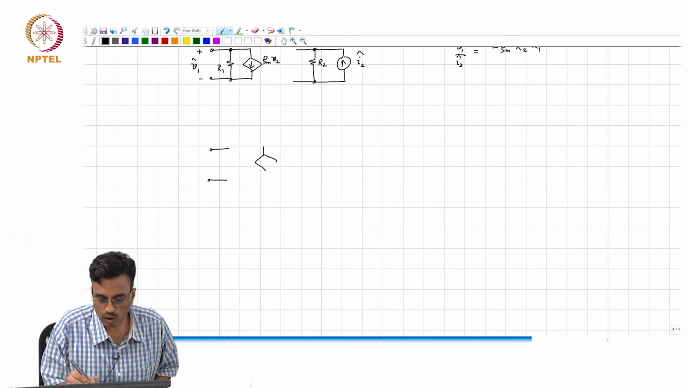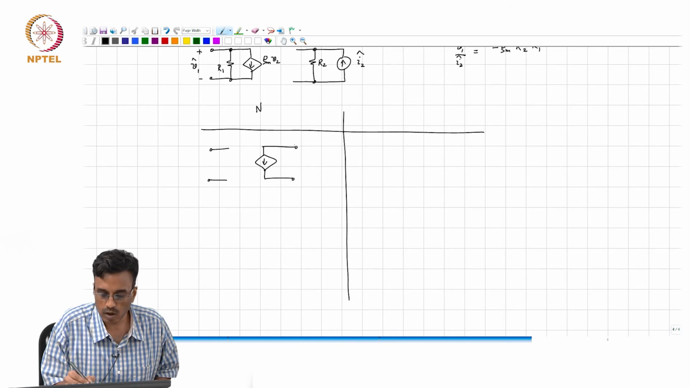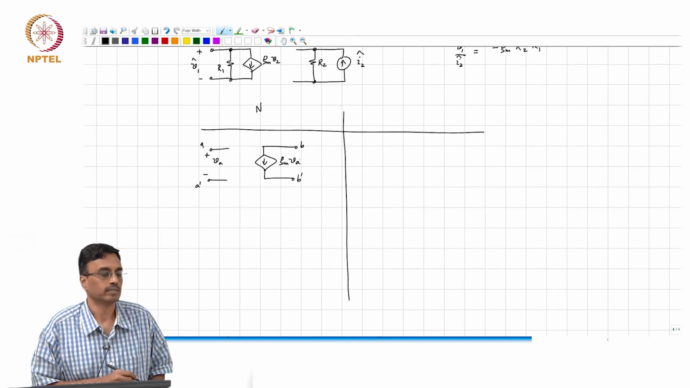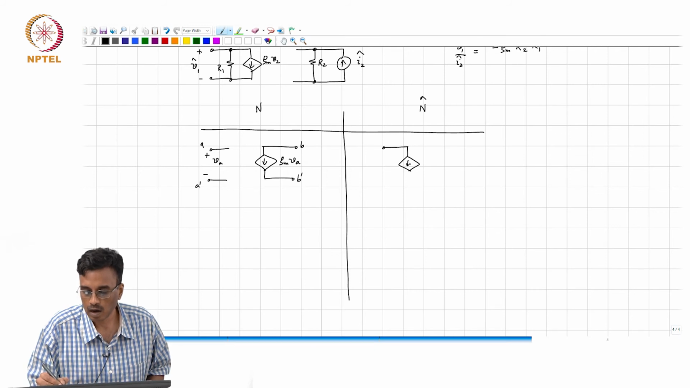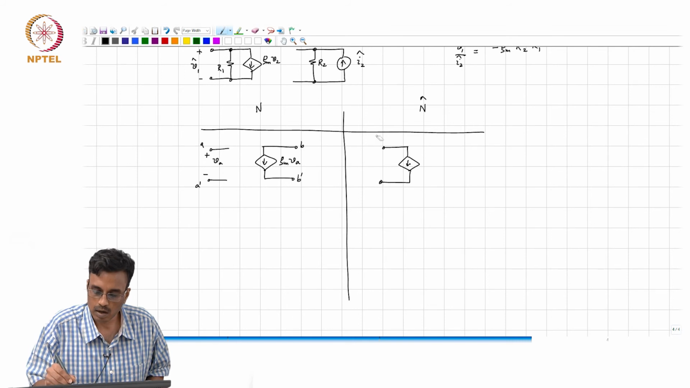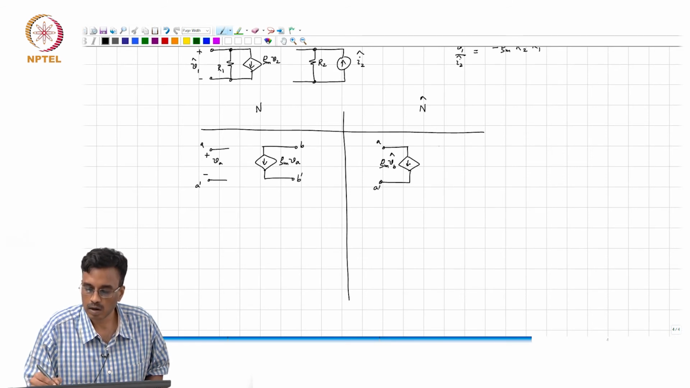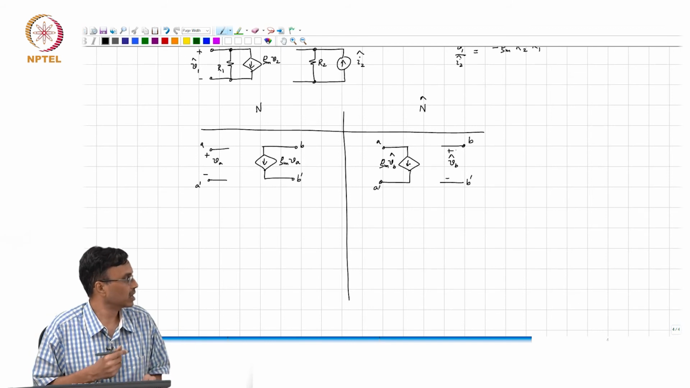Okay. In other words, the rules are the following. If you have a voltage controlled current source in N, to get a reciprocity like relationship, we must flip the orientation of the control sources as shown.